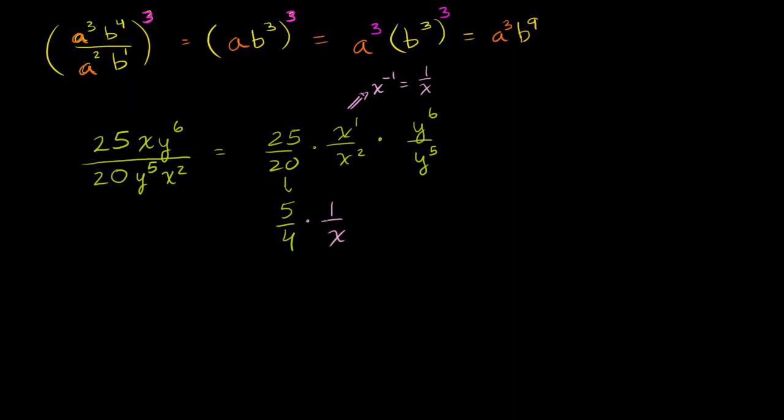And then finally, y to the sixth over y to the fifth. That right there is y to the sixth minus 5 power, which is just y to the first power, or just y. So times y. So if you want to write it all out as just one combined rational expression, you have 5 times 1 times y, which would be 5y. All of that over 4 times x. Right? This is y over 1. So 4 times x times 1. All of that over 4x. And we have successfully simplified it.